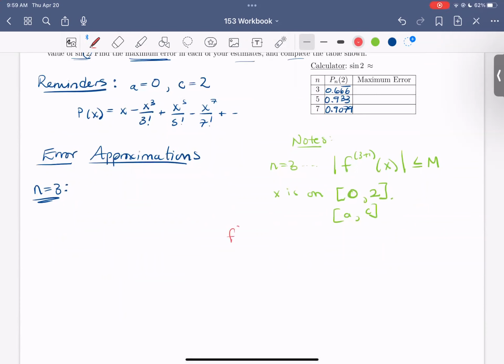Let's start with f of x is equal to sine of x. Then the first derivative is just cosine x. The second derivative is going to be negative sine x. The third derivative is equal to negative cosine of x. And the fourth derivative is equal to sine of x again.